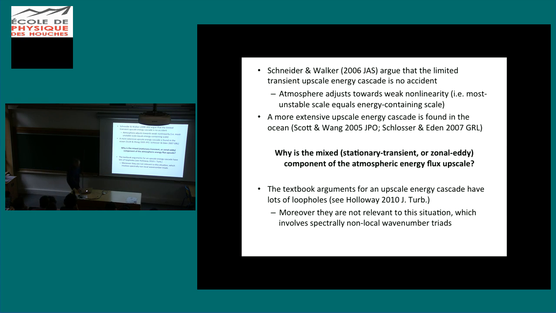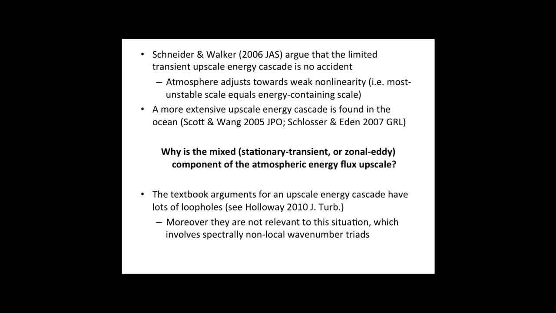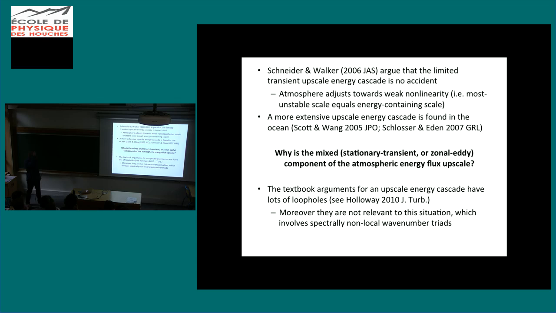Okay, but then you might say, we understand that this should be upscale, and it's going to be narrow. Is it obvious that this should be upscale? So then you raise the question, why is this mixed flux upscale? If you go to the textbook arguments for why there's an upscale energy cascade, Greg Holloway has quite an interesting article pointing out that almost all of these arguments have loopholes. It's a fun read. Anyway, they're not really relevant to this situation. Often you start with a very localized disturbance, like I showed. We have very non-local triads, and a lot of these arguments are very spectrally local.